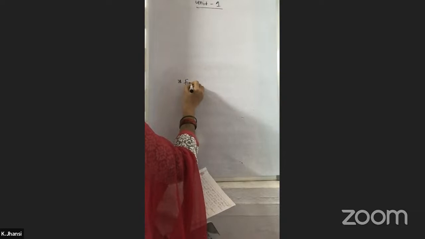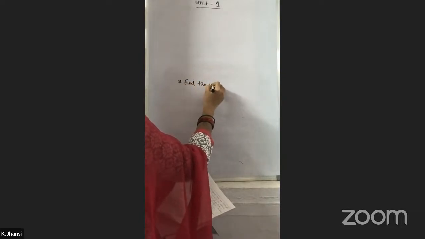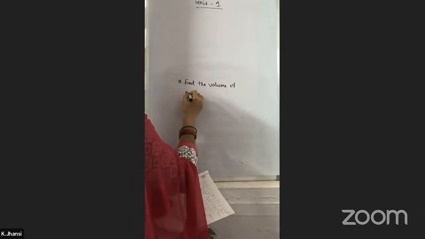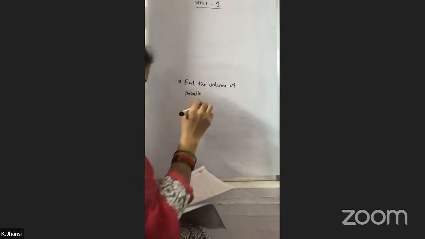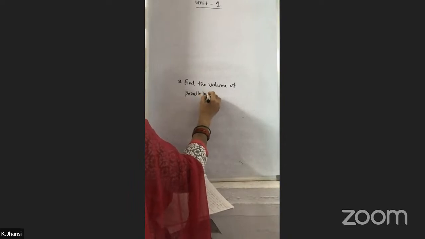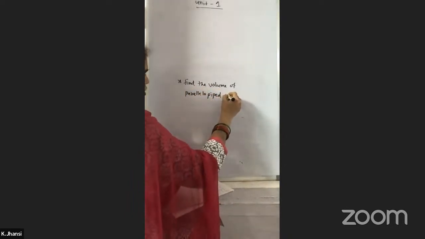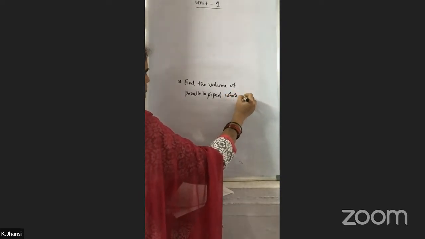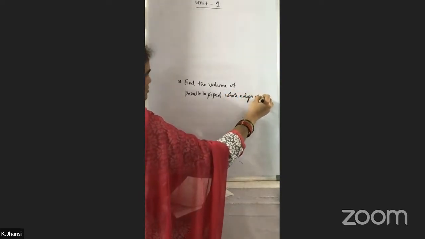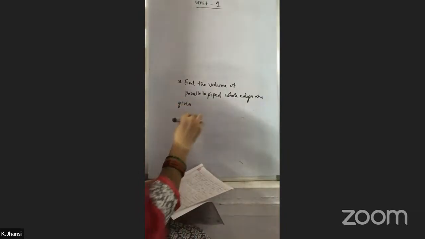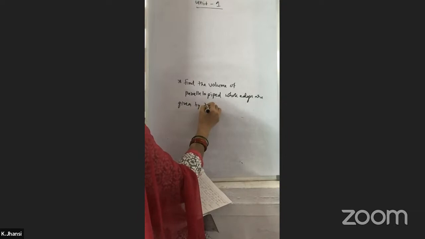Find the volume of the parallelepiped whose edges are given by the vectors.